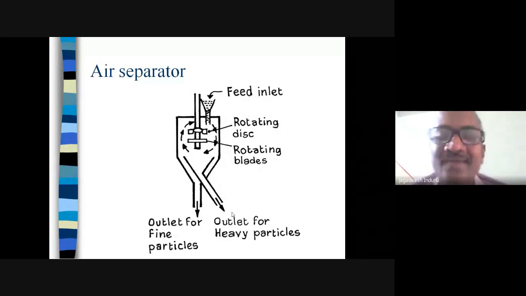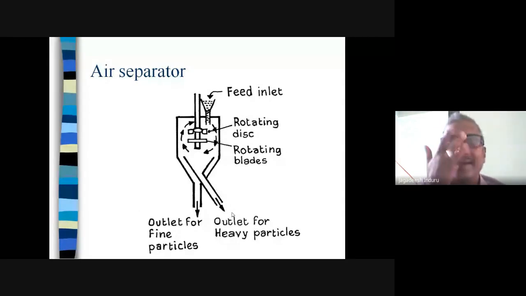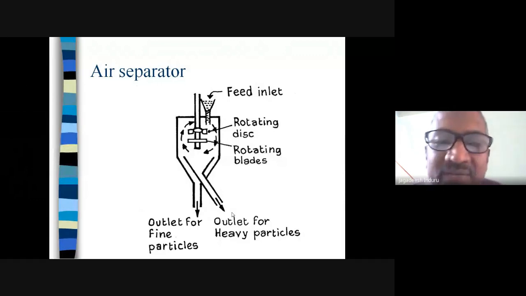This is the working part of it. In the construction we have seen, it contains a cylindrical vessel with tapering at the bottom, and inside it another hopper to receive the heavier particles. In the center it has a shaft. The shaft is rotated with a motor, and it is connected to a rotating disc. It has blades, and the feeding hopper is present at the top.